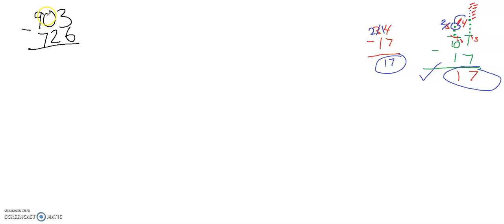So what do we have to do? We have to borrow from the 9. Okay. We borrow from the 9, and this makes this an 8, makes this a 10. Well, that's great. We still can't subtract 6 from 3, so now we got to borrow from the 10. That becomes a 9. And this becomes a 13.